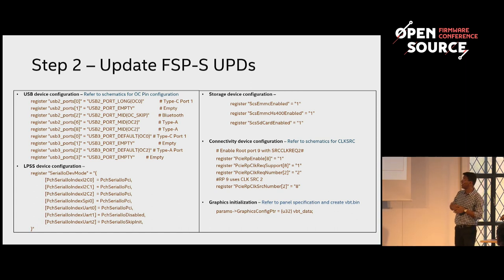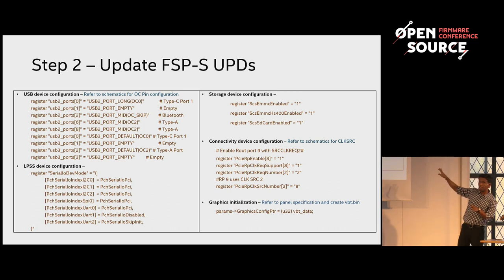Then come to your storage part. It's pretty straight and simple: you have your EMMC controller you want to enable with a different configuration mode, and same with the SD card. For the connectivity, again, it refers to your schematics. Your schematics may clearly mention which clock source number this device is mapped to, and the PCI root port where this device is connected. So here, for example, it's root port 9 where your Wi-Fi module sits. It's a zero-based map, so you provide an offset of 8, and you have your Wi-Fi connected. And clock source number is 2, where we just map those connections.